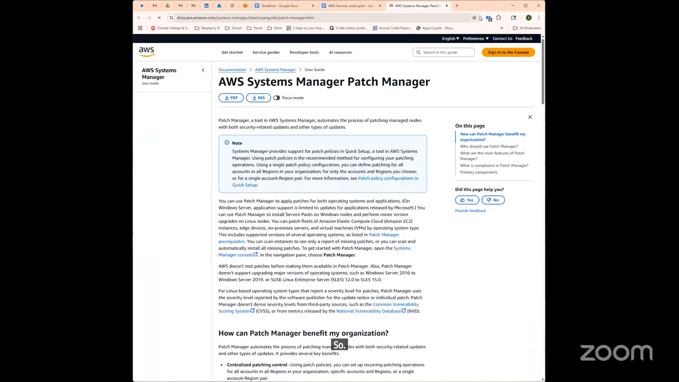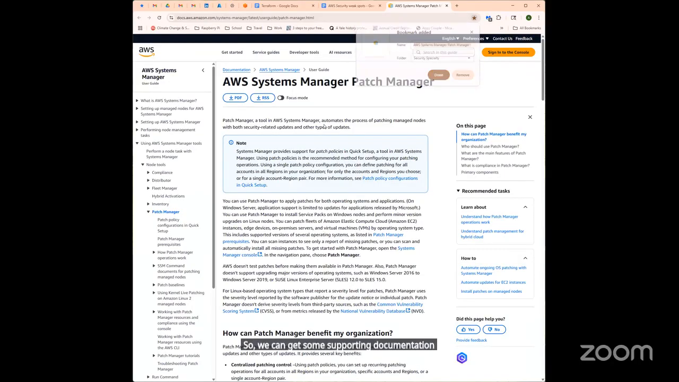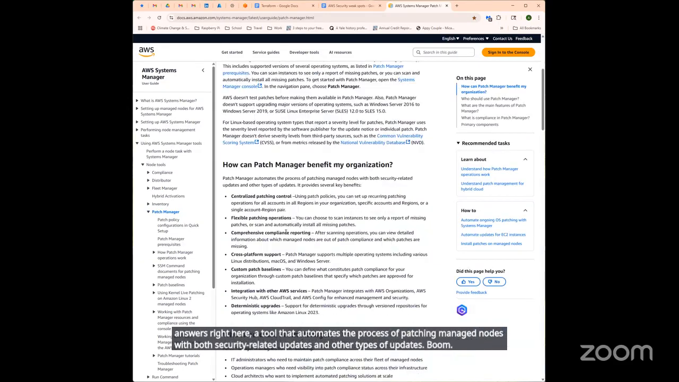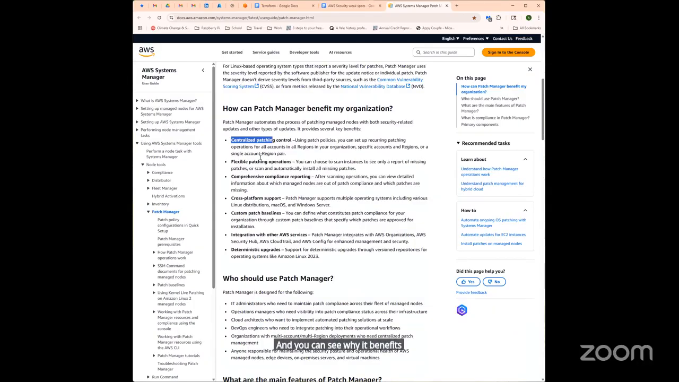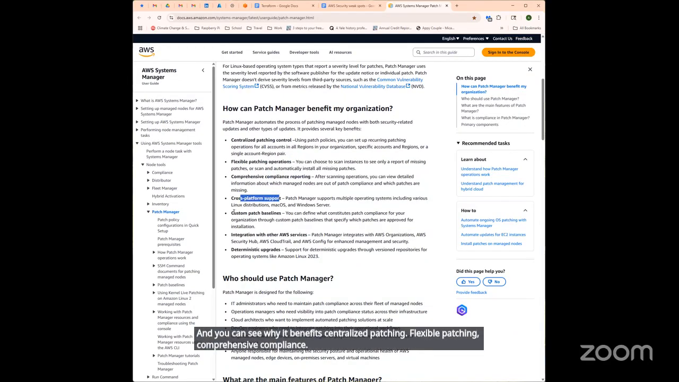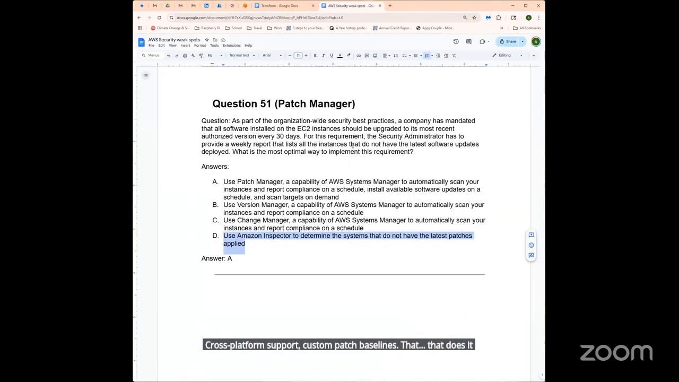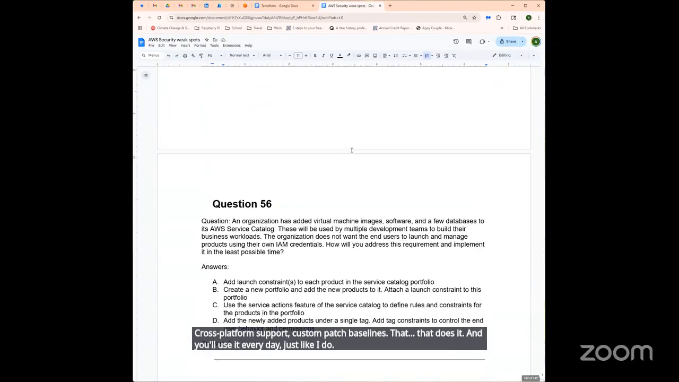So we can get some supporting documentation. All right, Patch Manager, this answers right here: a tool that automates the process of patching managed nodes with both security-related updates and other types of updates. Boom. And you can see why it benefits: centralized patching, flexible patching, comprehensive compliance, cross-platform support, custom patch baselines. That does it. And you'll use it every day, just like I do. All right, next question.